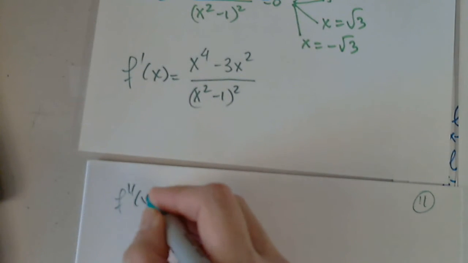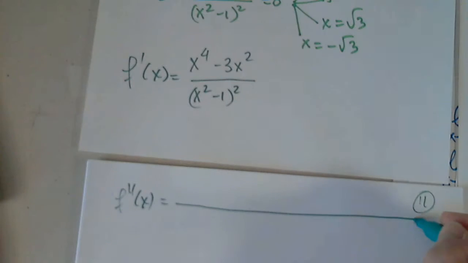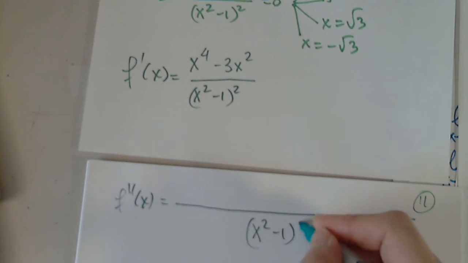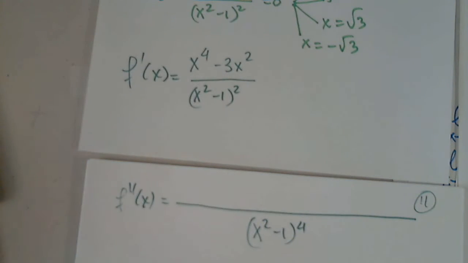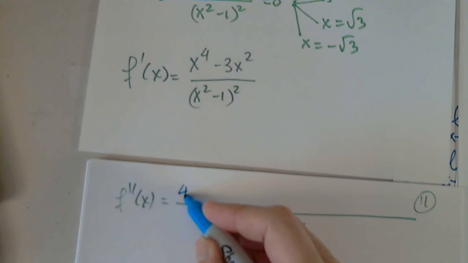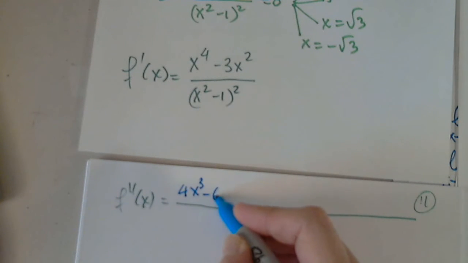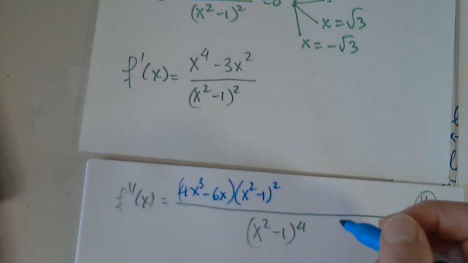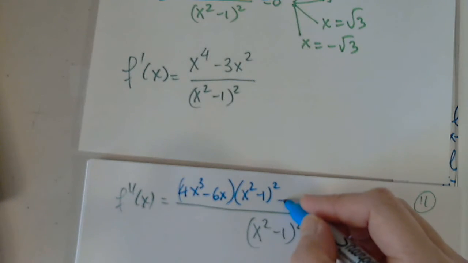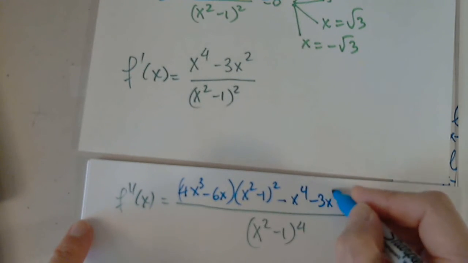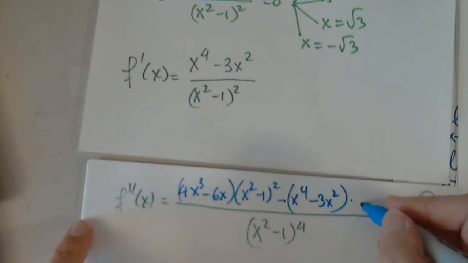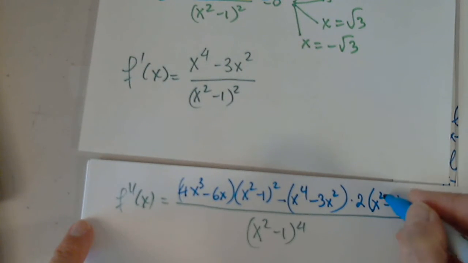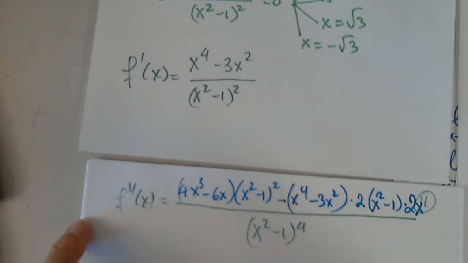So the second derivative. I square the denominator. And let's see how fast I run out of room at the top. So the top prime is 4x to the third minus 6x times x squared minus 1 squared minus x to the fourth minus 3x squared times 2 times x squared minus 1 times the inner function prime, which is 2x.